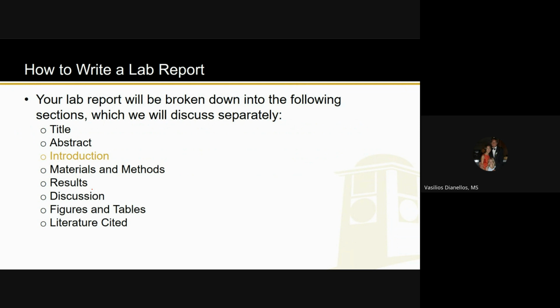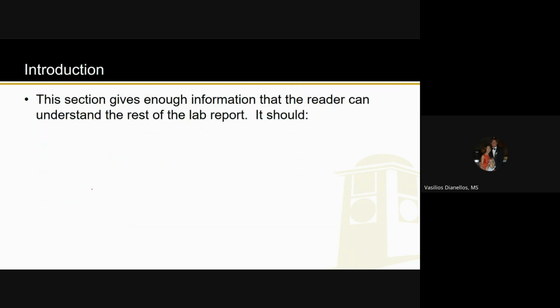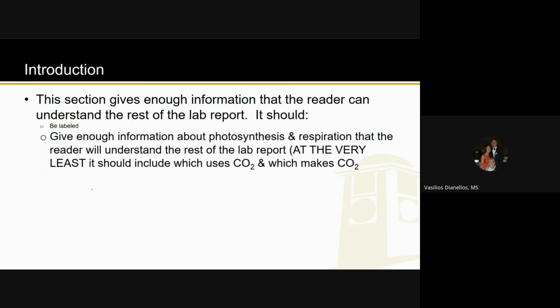Next comes the introduction. This section gives enough information that the reader can understand the rest of the lab report. And you'll see what I mean here in a second. As always, it should be labeled. So you have the word introduction, and then you'll go down and start your paragraphs. It should give enough information about photosynthesis and respiration that the reader will understand the rest of the lab report, right? So just the basics, right?